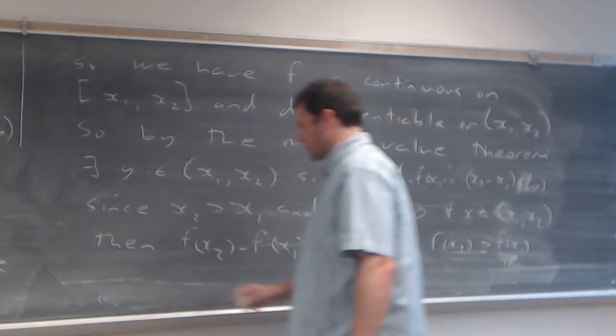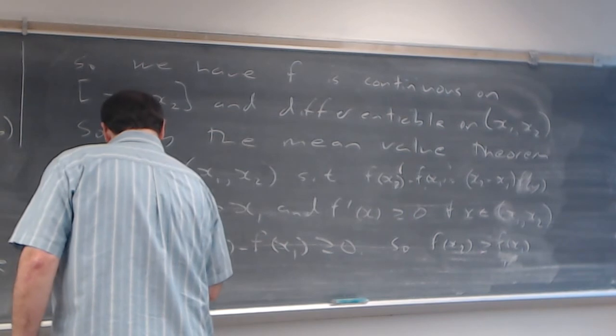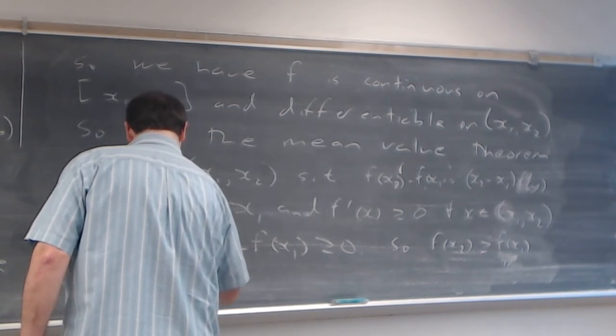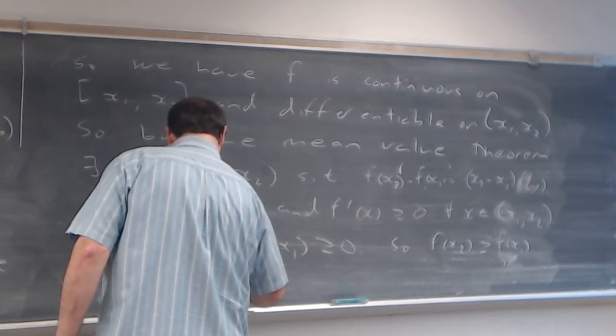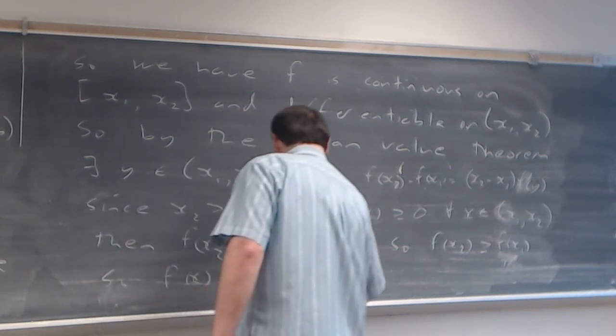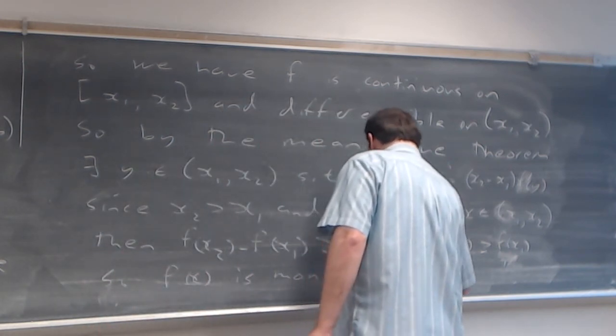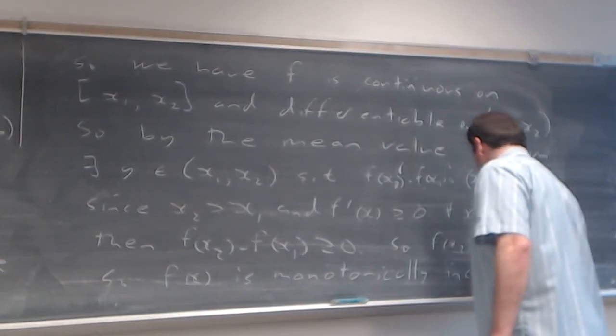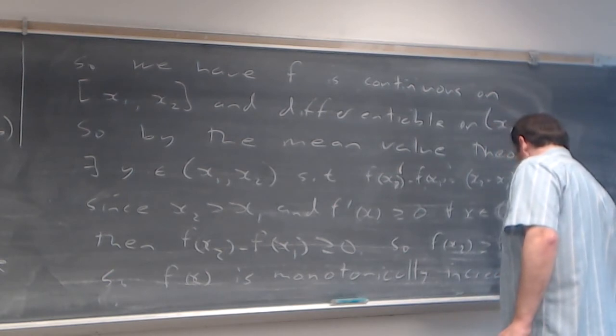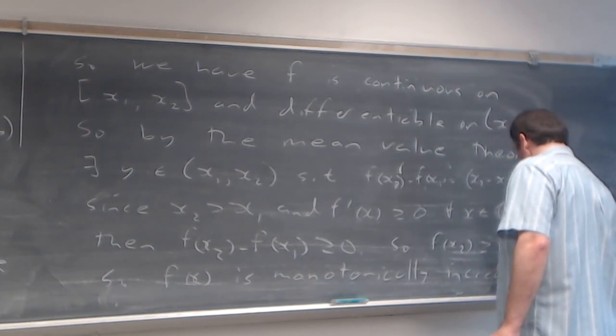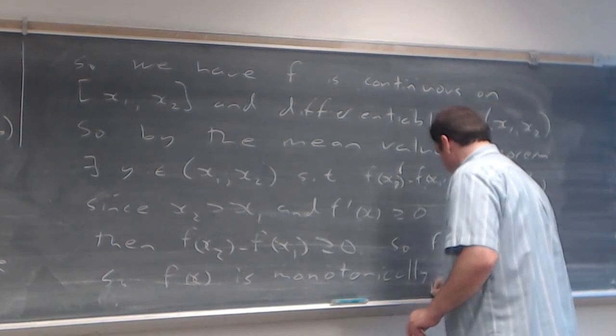Let me write the conclusionary statement. So f of x is monotonically increasing. That proves part A.